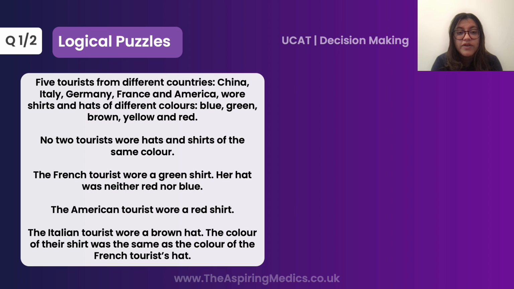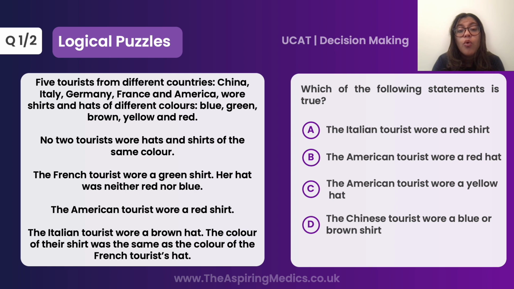Now, when you read this for the first time, it is super confusing. There is so much information just thrown at you, you don't even know where to begin. And what is the question asking you? Which of the following statements is true? By reading this information just once, I know absolutely nothing about who is wearing what shirt or what hat. And so this question actually seems really intimidating at first, but we're going to give you a top tip to make this question less intimidating and very easy to solve.